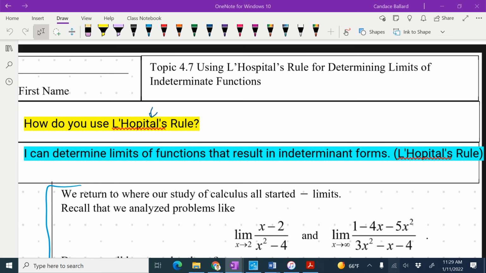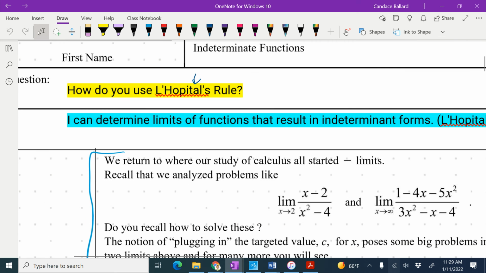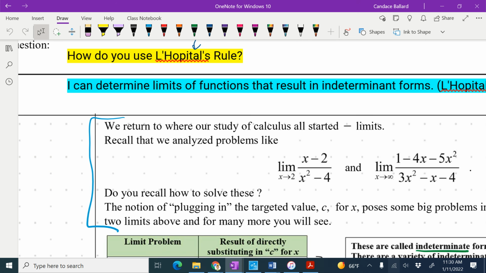All right. Alondra, can you read us the essential question, please? How do you use L'Hopital's rule? Say it again. L'Hopital. There you go. All right. Amy, can you read us the I Can statement? I can determine limits of functions that result in indeterminate form.